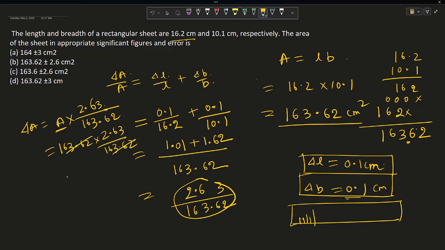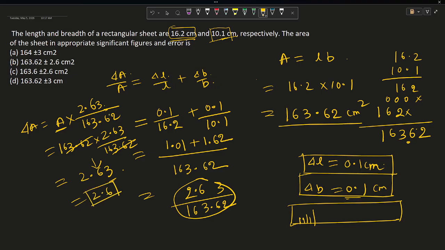Now cut it. So the final answer will be 2.63. Now you should round it off to only one place, because this other number has only one digit after the decimal point. So this digit is less than 5, and obviously the 6 will be unchanged.